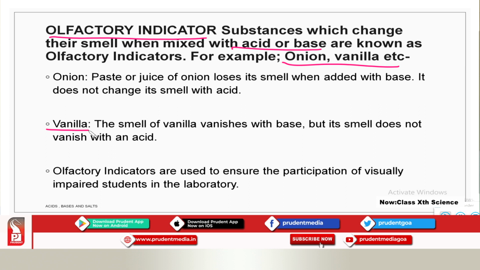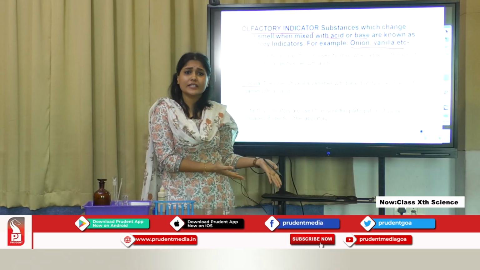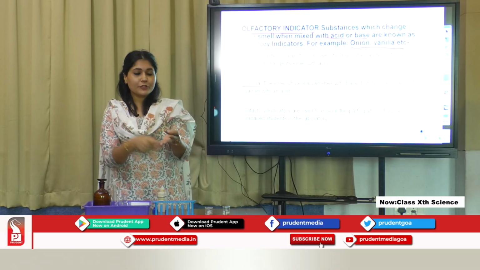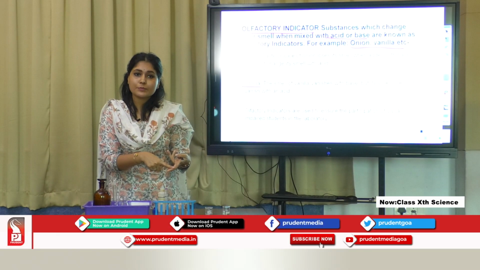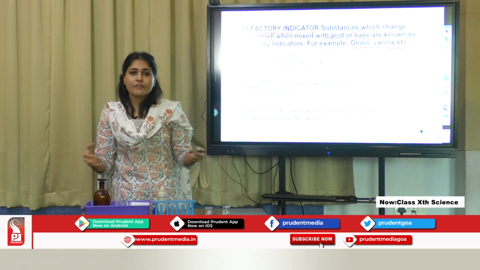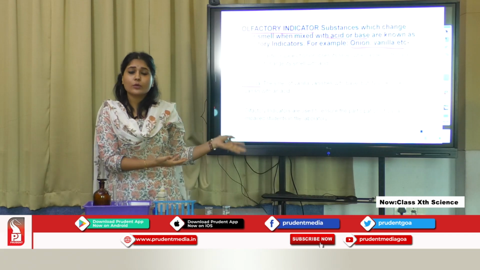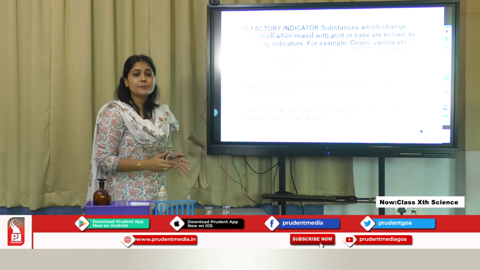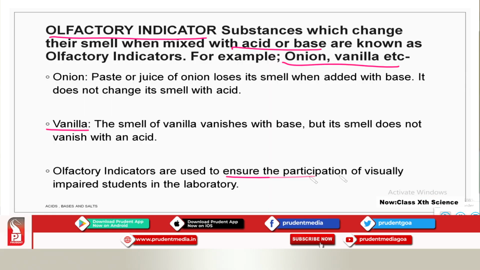Now you will think why we require olfactory indicators when we already have phenolphthalein, methyl orange, litmus paper and so many other indicators. When we can do something physically, why do we require olfactory indicators? The most important reason behind this is that it is required to ensure the participation of visually impaired students in the laboratory. Okay. So that is why olfactory indicators are important.